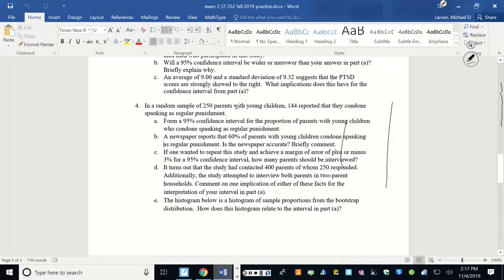So we would suggest a few more to get a little more accuracy. It says, suppose you'd contacted 400 parents, of whom 250 responded. And some of the parents lived together in the same household. You interviewed both parents. How's that going to affect anything about your interval?